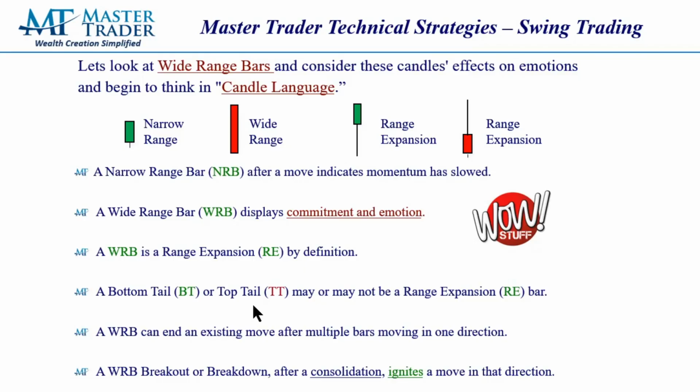So there's been this expansion in range to the downside, turning into a bottoming tail bar, and that's a strong signal of a turn. As mentioned, wide range bars can end a move, or they could be the start of a move. So we have to look at what preceded it. Right? What was the trend prior to that?